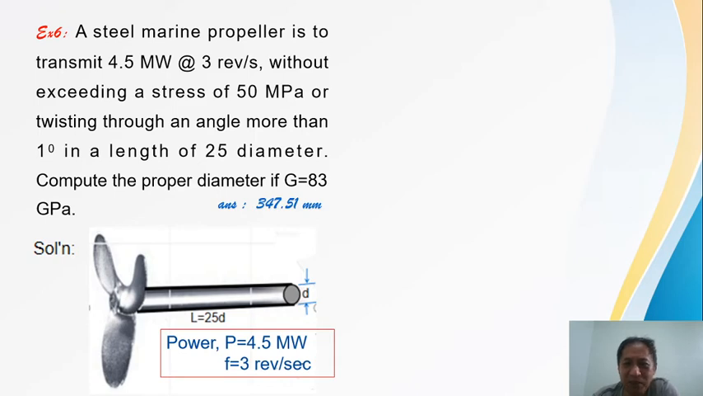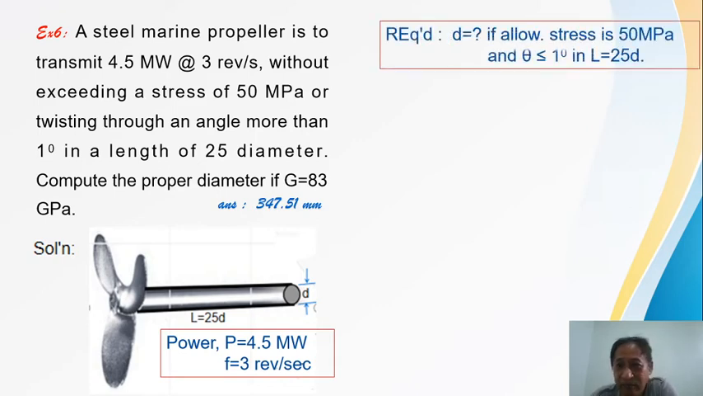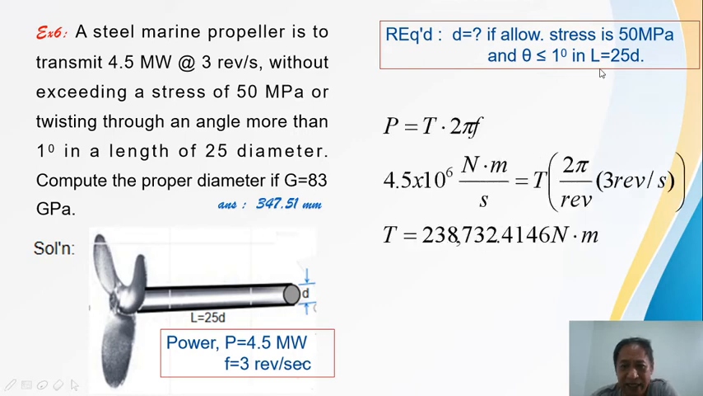Okay, convert your power to torque. So, these are the allowables in finding your D, allowable stress and allowable twist. Then, power to torque from power. So, what is the formula? Power is equal to torque times the angular speed. But the angular speed can be reduced in terms of frequency. Okay? I'm substituting the values given.